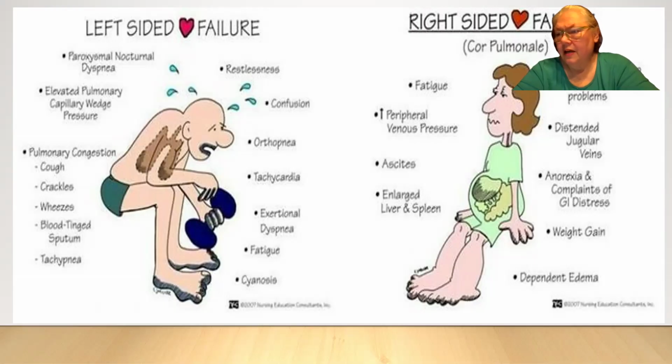Now, if the left side, again, this left-sided heart failure is that they're not pumping enough blood out to the rest of the body, they're going to have, again, tachycardia, exertional dyspnea, fatigue, and cyanosis. They may have some edema. They may have decreased blood flow to the digits and the external area because they don't have enough cardiac output.